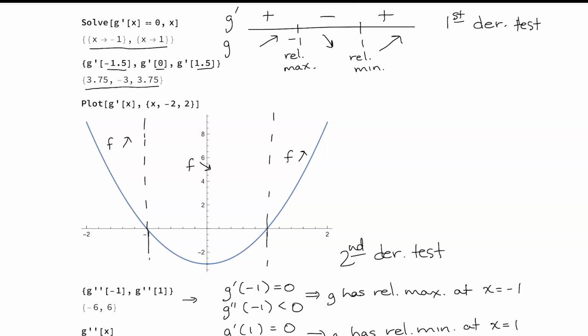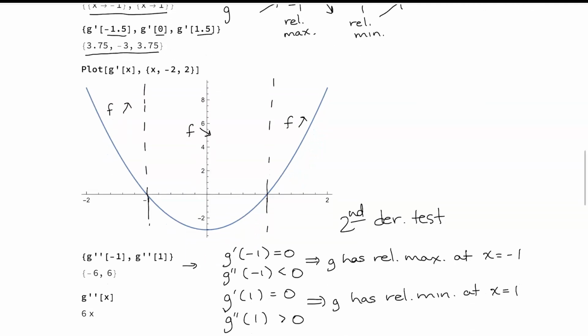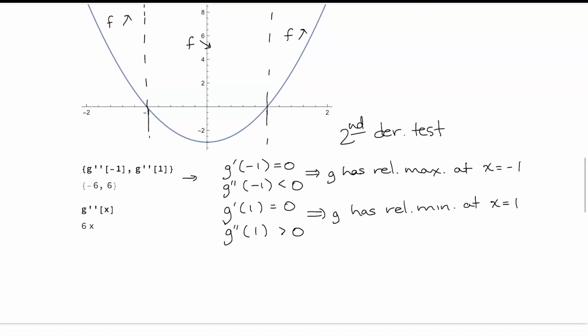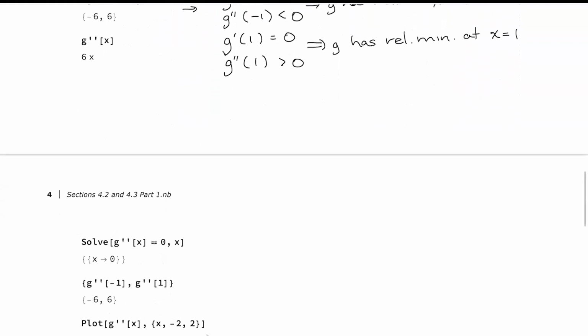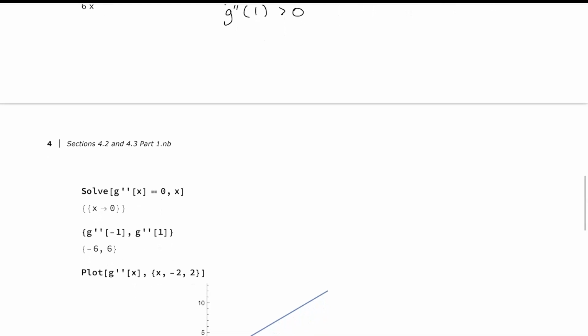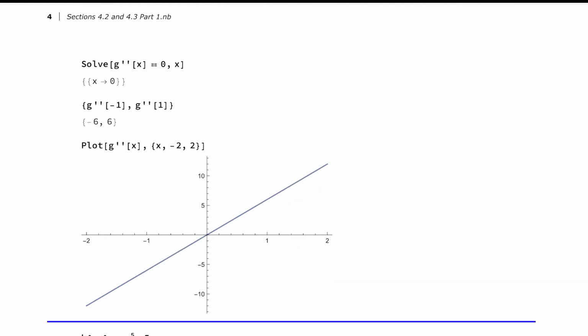And you really don't need both. I'm just demonstrating for you. You could do either or. When you're finding maxes and mins, you could use a first derivative test, or you can use a second derivative test. I'm just demonstrating both so you can see how they both work.